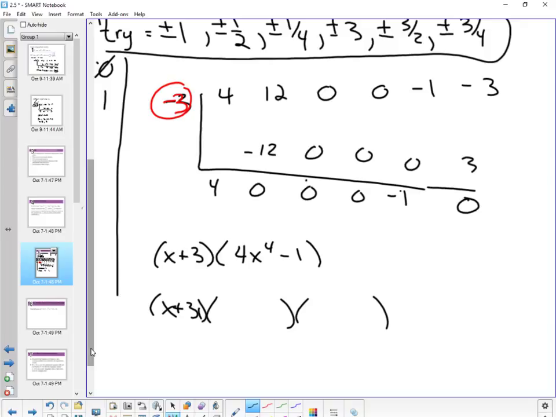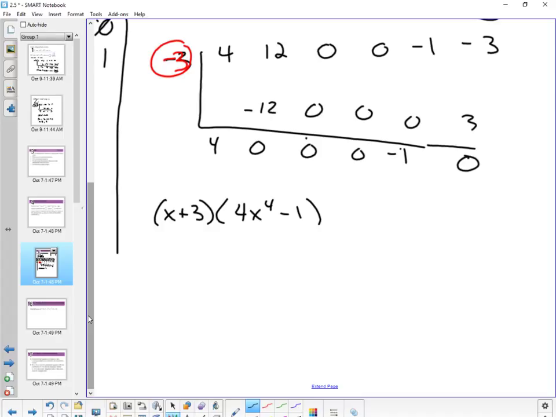Let's do, oh, I can't. So what I'm going to do is continue with my task here. So I've got 4, 1, 2, 3, and then negative 1.